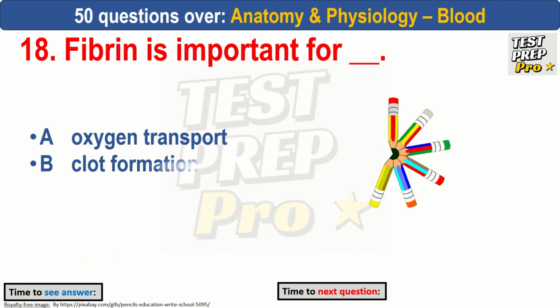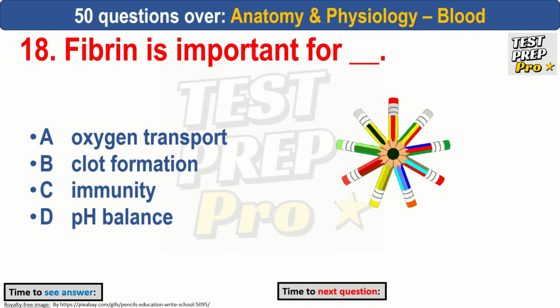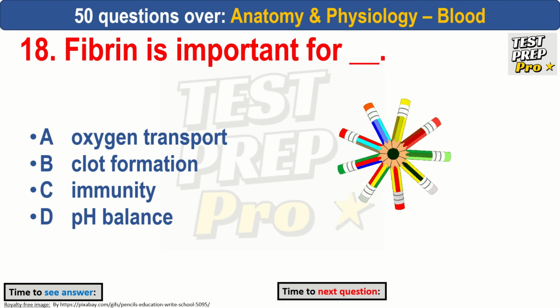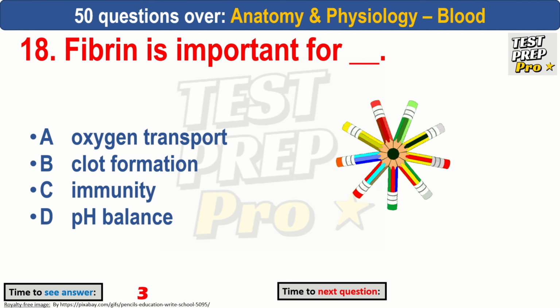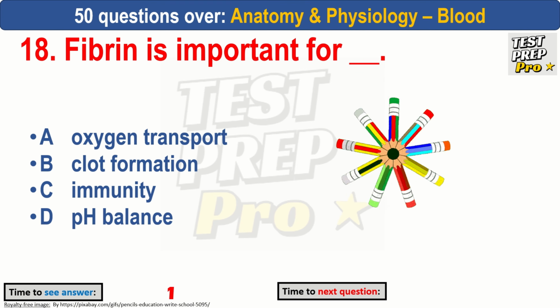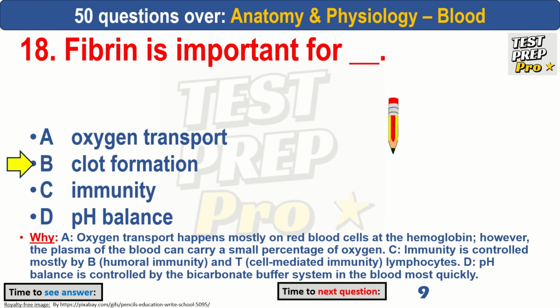Fibrin is important for blank. Is it A, oxygen transport, B, clot formation, C, immunity, or D, pH balance? So how does fibrin help you? What does it do that's positive for you? It's going to be clot formation.